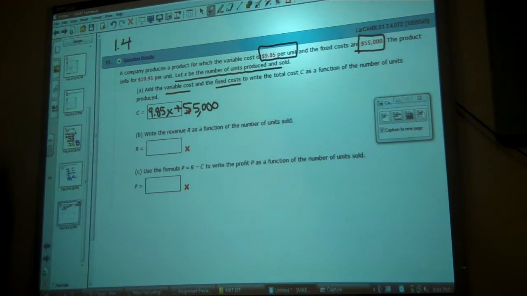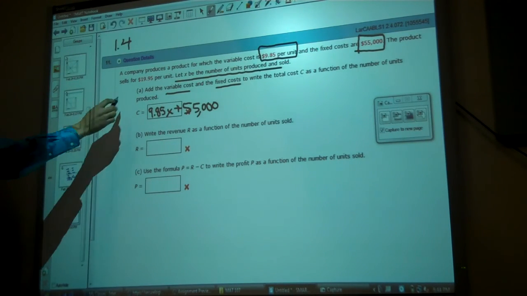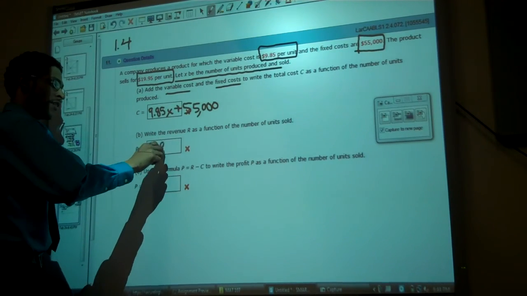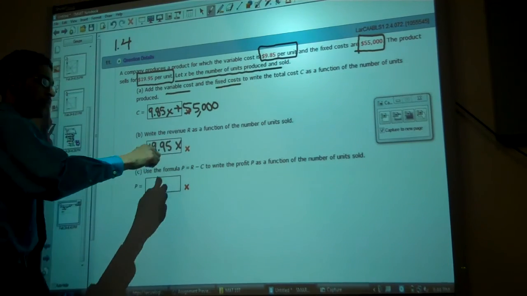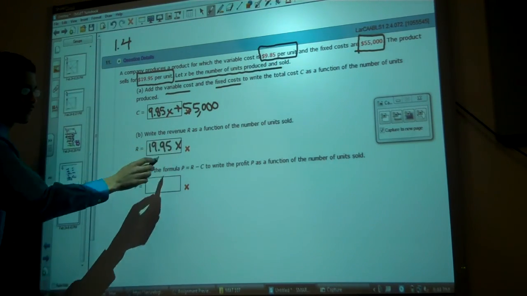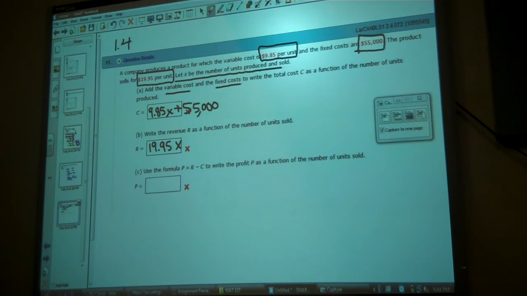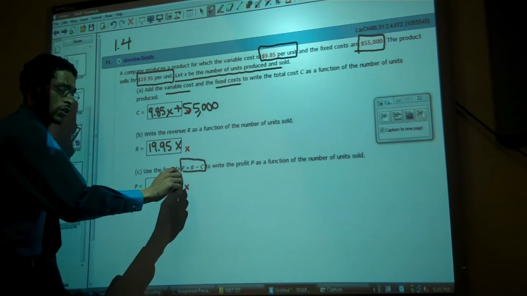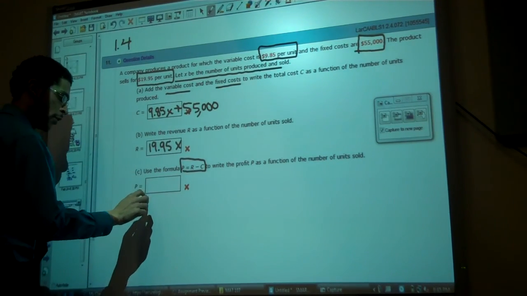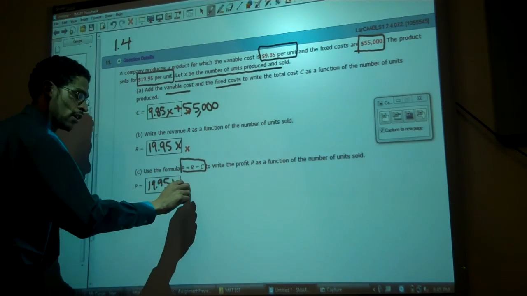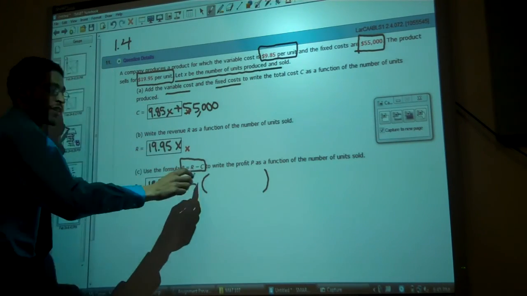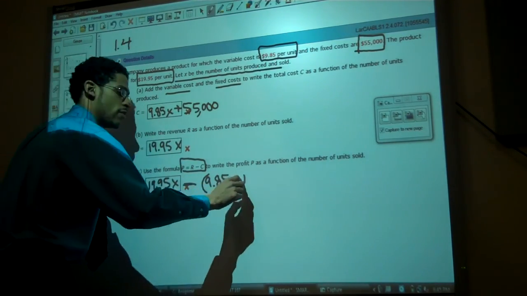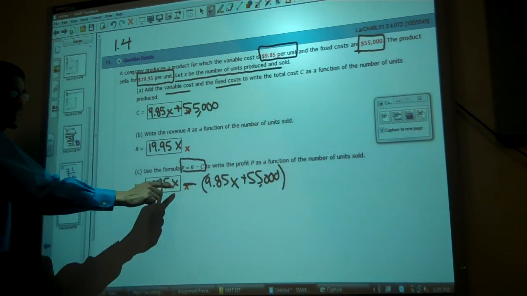Revenue: you're going to go sell these units after you make them. You sell them for $19.95 per unit. So once again, you take that selling price, and per unit means to multiply by X. And then there's a profit made when you take your revenue and subtract your cost. So we're just going to do that. Revenue, $19.95x, and subtract. Be careful, your cost has two parts to it. It has the $9.85x, and it has the $55,000. But that minus applies to both of those.